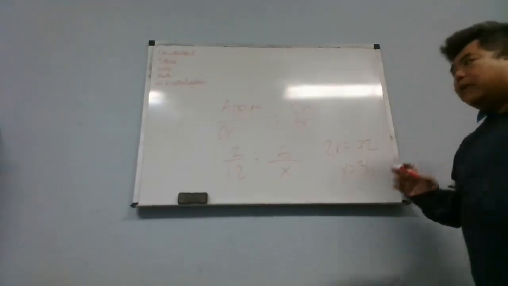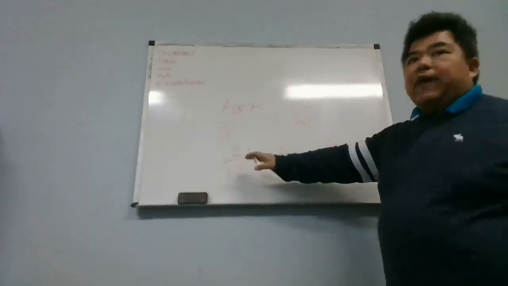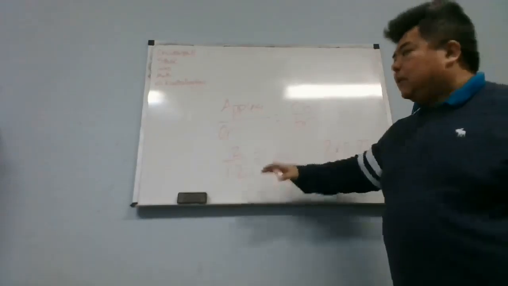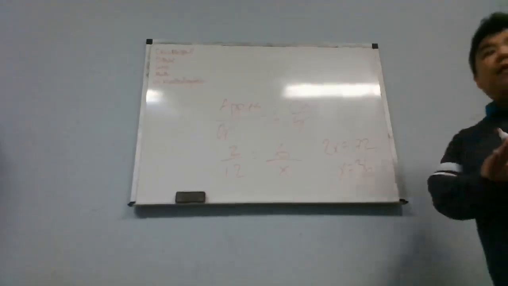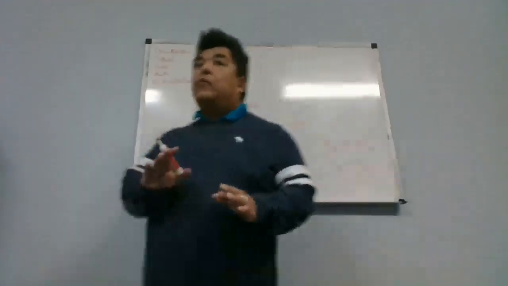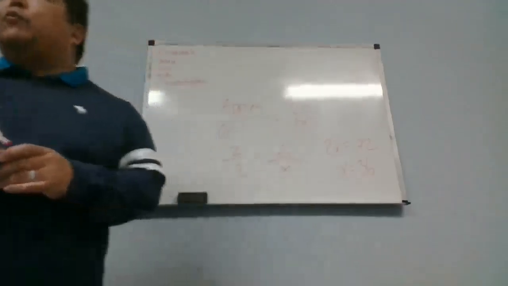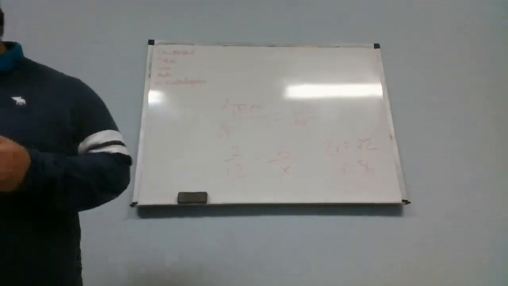You could also have just said, what's the common factor? 2 times 3, 3 times 12, and they both work. Both methods work. Okay, so I'm not saying there's one right way versus the other.